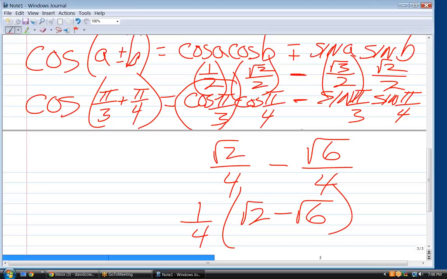Should it be? I'm really not sure. Pi over 3 is 60. Pi over 4 is 45. So we're taking the cosine of 105 degrees, second quadrant, cosine is negative.